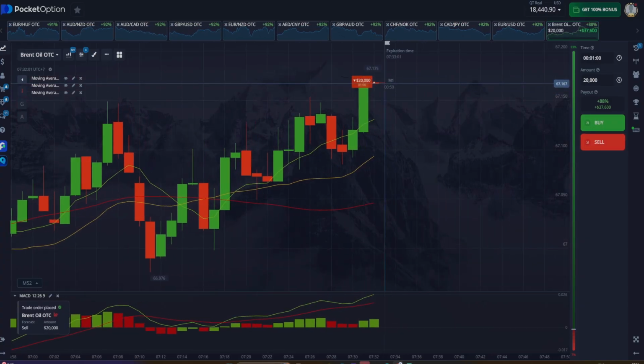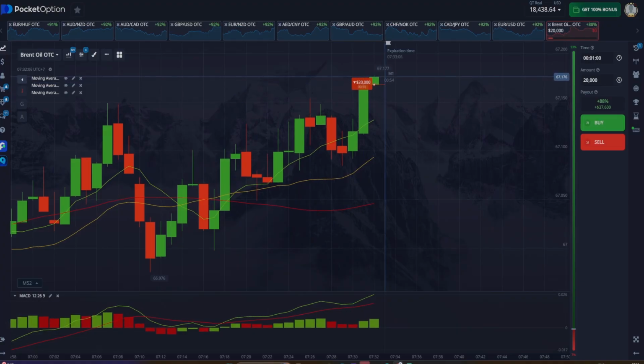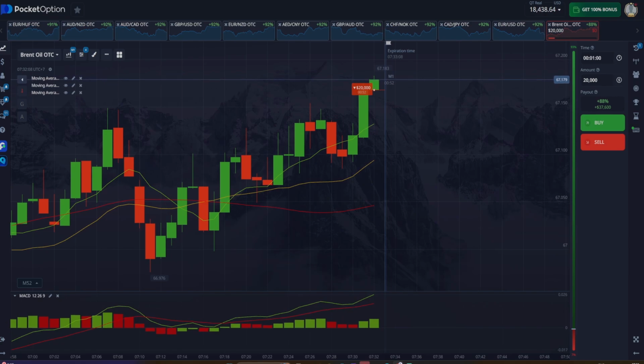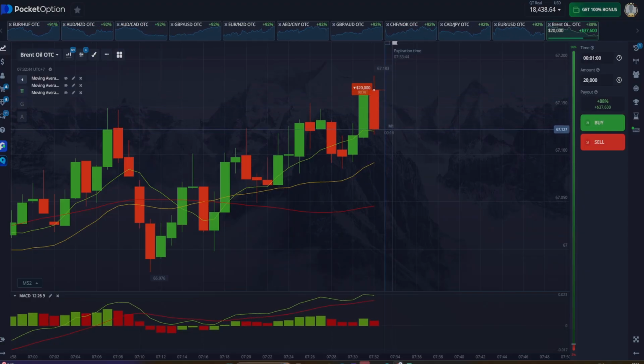Alright traders, this time I entered a sell position because price has reached a strong resistance area. This is a level where price tends to stall and struggle to break higher, as many market participants place their sell orders here. Looking at the chart, we can see that price has touched this level multiple times before and bounced downward, confirming it as a valid resistance zone. Based on this technical confluence, I decided to go sell, and as expected, price quickly corrected downward, making this trade profitable.